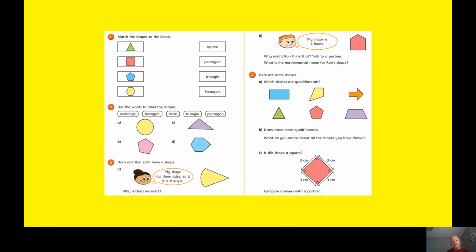So if you write all that down on a piece of paper, if you can, take a picture and send it to me, and then I will have a look at it and give you some feedback.